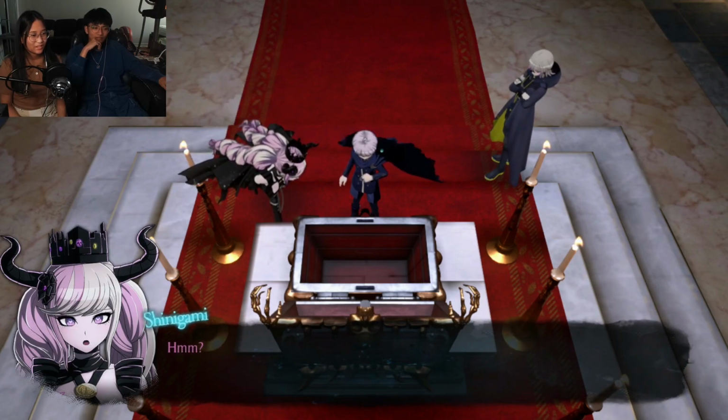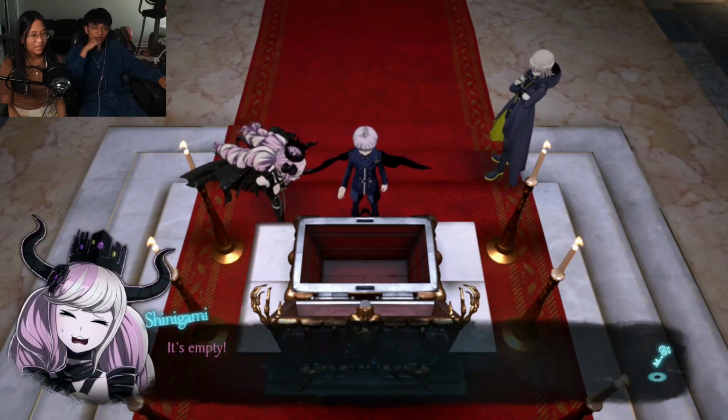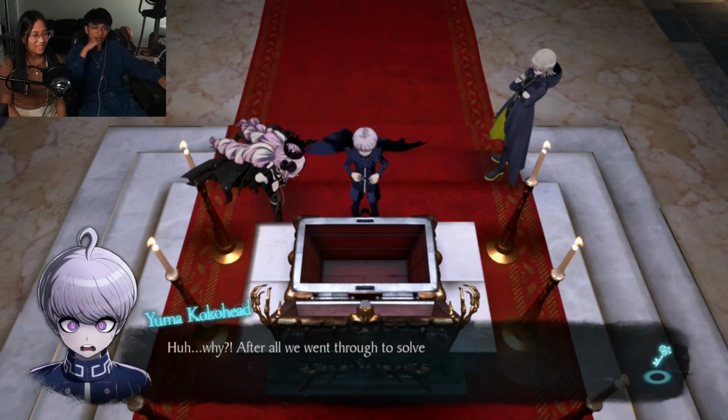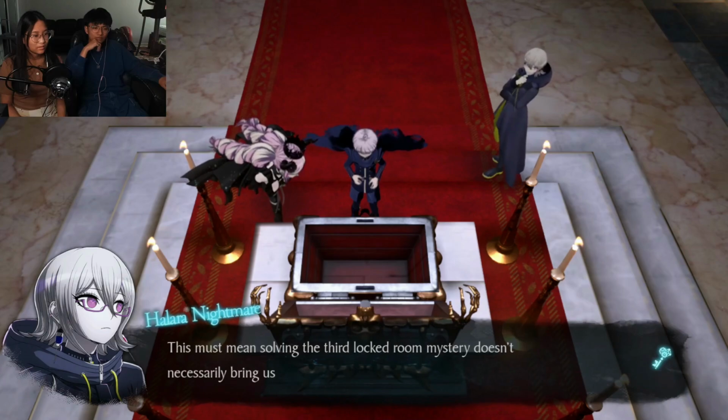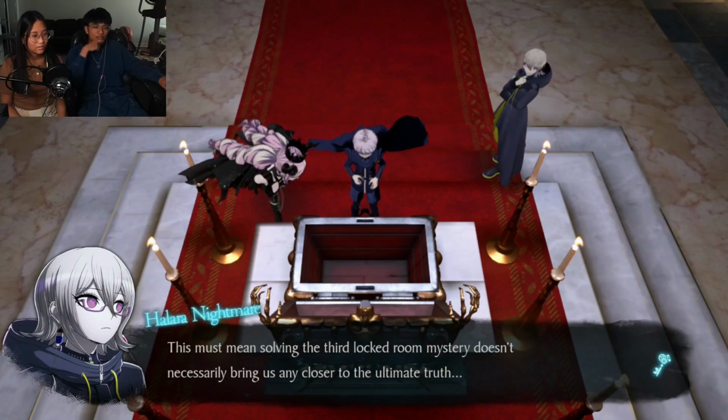Huh? What's wrong? Is there nothing in it? Empty. Oh, we don't get a solution key? Why? After all we went through to solve this locked room. This must mean solving the third locked room mystery doesn't necessarily bring us any closer to the ultimate truth.